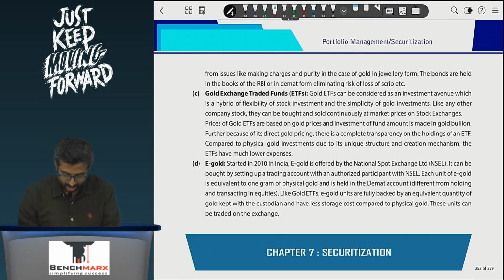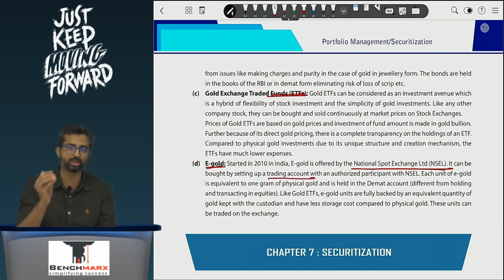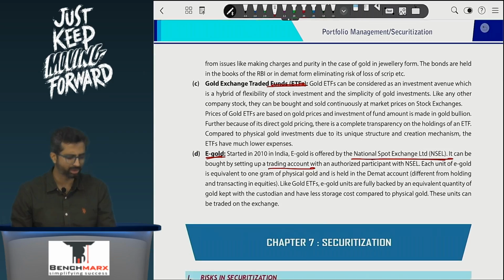Sovereign gold bond. Then you have gold traded funds, which we just studied, exchange traded funds, and e-gold. This is provided by the National Spot Exchange. Again you set up a trading account and inside it you keep getting gold. It is like e-gold, not a unit, gold in e-form. That's it. Are we clear with this? So these are 4 products: gold bars, sovereign gold bonds, gold funds like exchange traded funds, or e-gold.